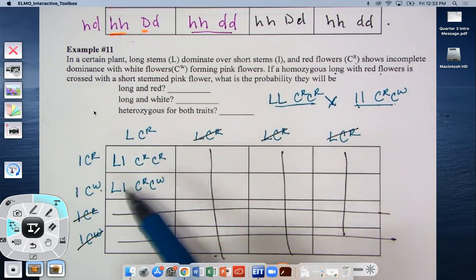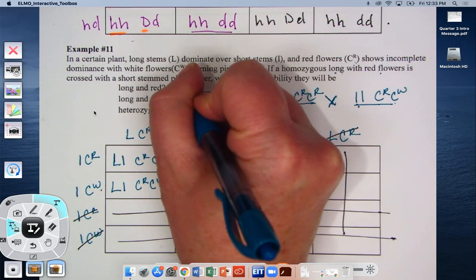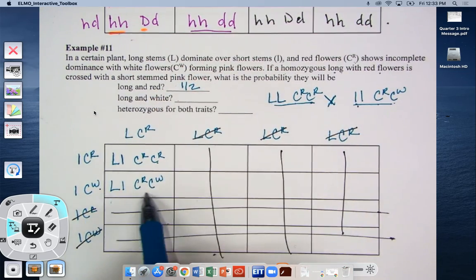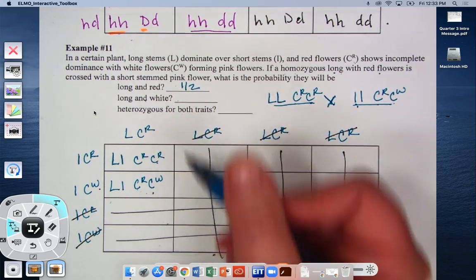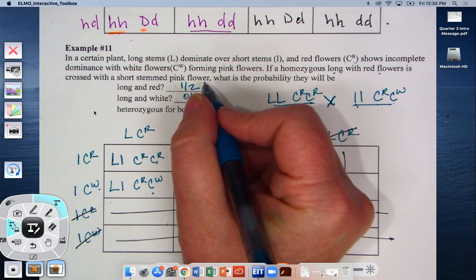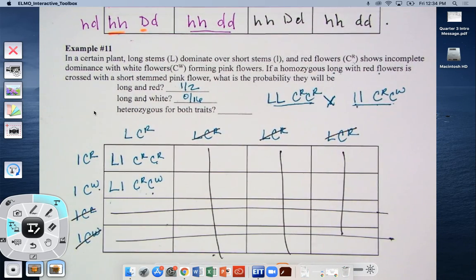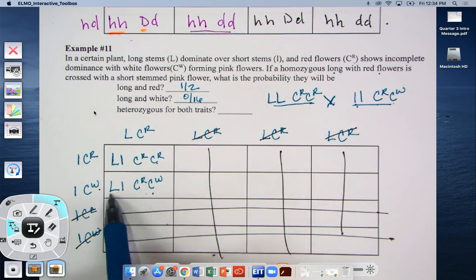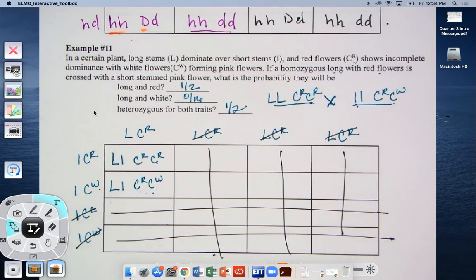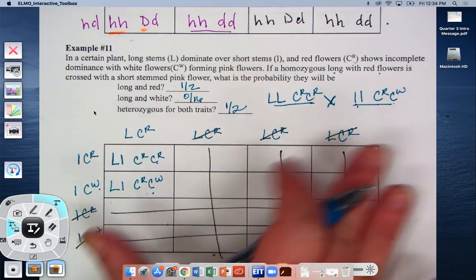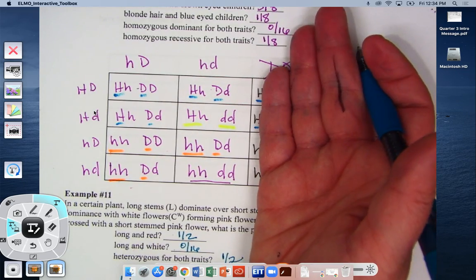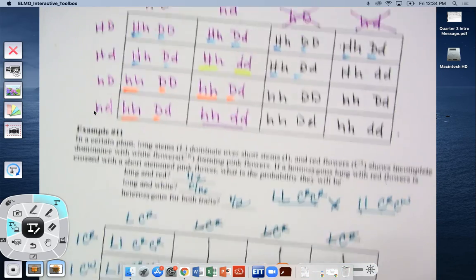So long and red, 1/2. Long and white, this is not white, this is pink, 0. So now 0 out of what? 16, at least on the computer. So 0 out of 16 or 16 out of 16 is always going to be true. All the rest of them, you can do the half out of 2. Heterozygous for both traits, 1/2. There you go. So again, you can kind of see sometimes you might need 8 boxes. Sometimes you might only need 2. Sometimes you might need all 16.